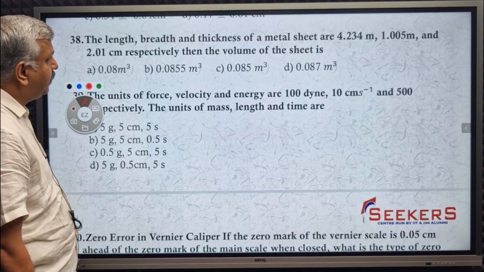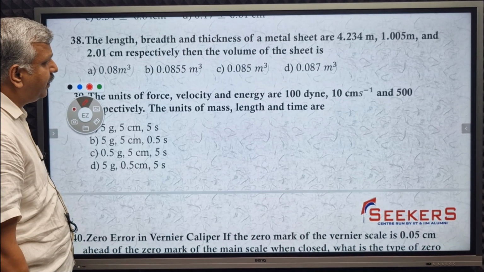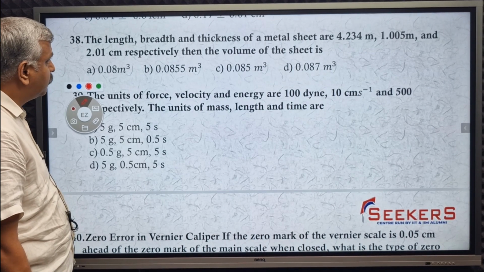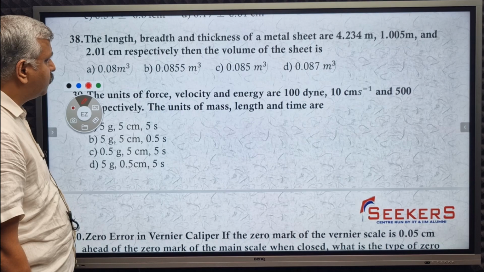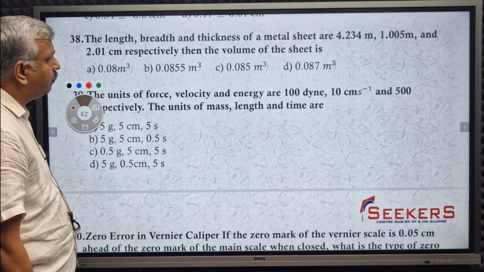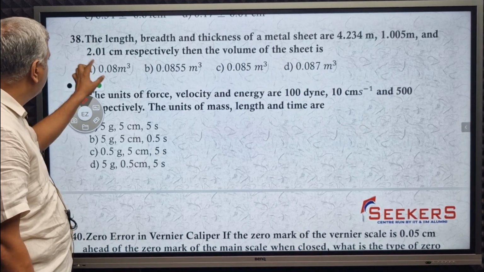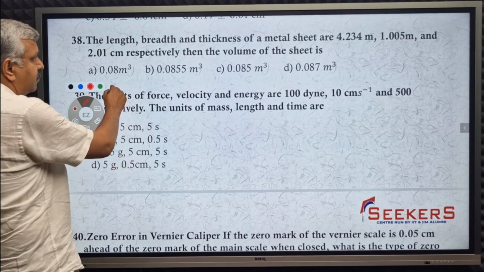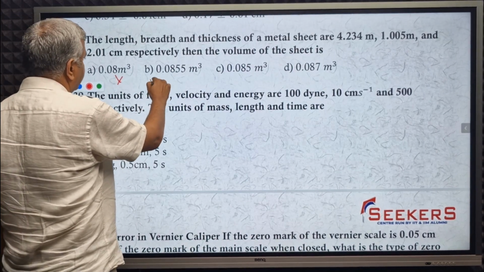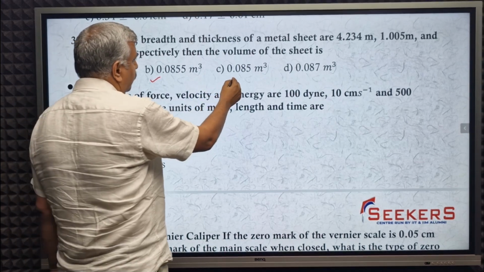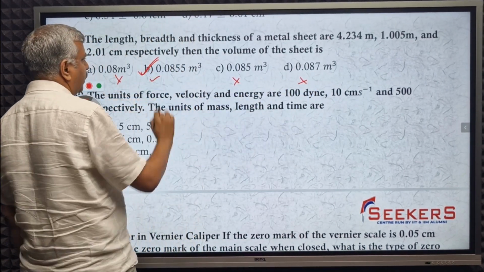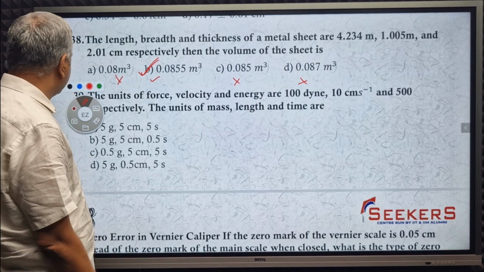The length, breadth and thickness are given. So first multiply them. 4.2 into 1 is 4.2. 4.2 into 2 is close to 8.4. So the answer should be close to 8.4, but it should be significant only to 3 significant figures. This is not significant to 3, this is significant to 3, this is not significant to 3, this is not significant to 3. So I don't have to multiply, I can directly say this should be the answer.